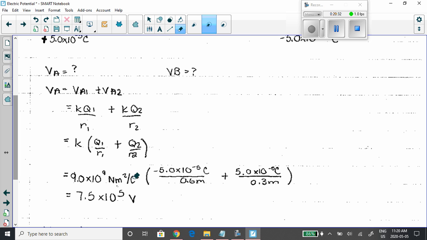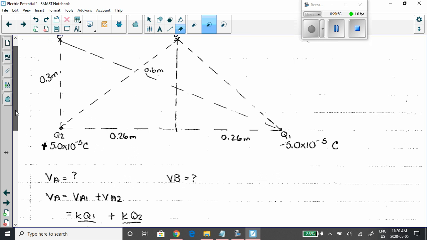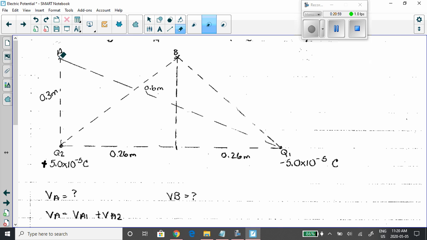Now we're going to do plugging in numbers. So here's our electrostatic constant. The first charge is negative and it's 0.6 meters away. The second charge is positive and it's 0.3 meters away. No squaring in the bottom. You just plug it in the calculator and you get 7.5 times 10 to the 5 volts. All right, now let's take a look at that 0.6 and 0.3 meters. 0.3 meters was here, and through Pythagoras, I got the 0.6 meters right there. Pretty straightforward.